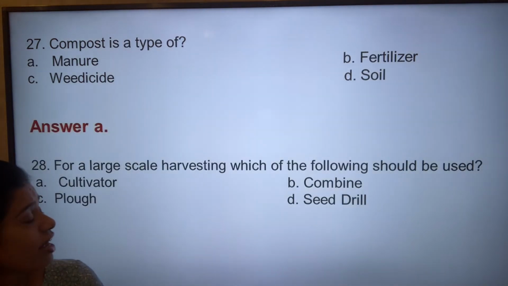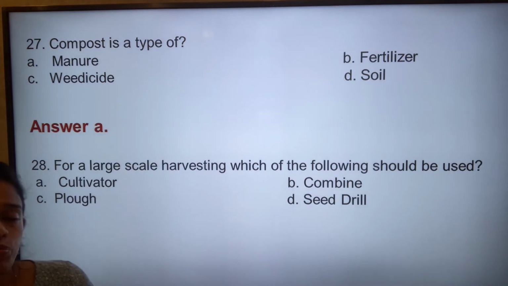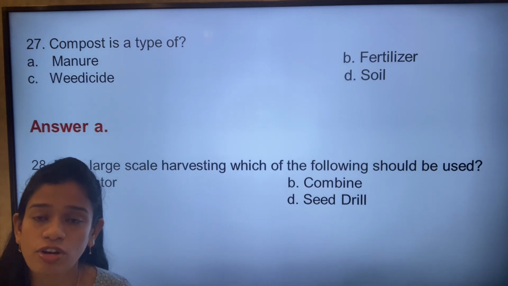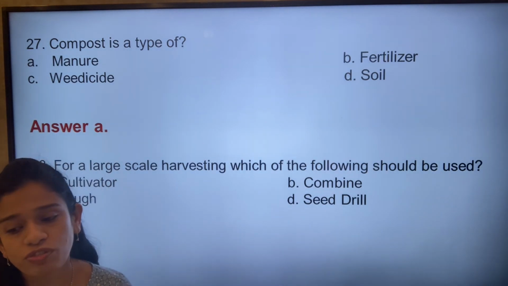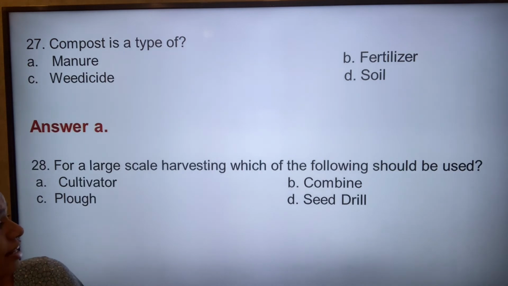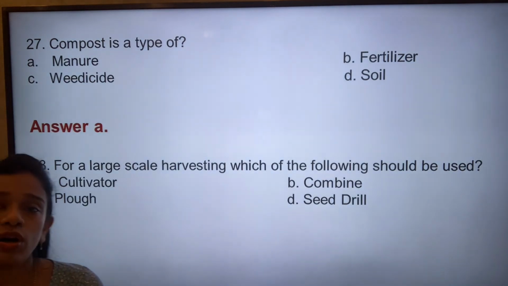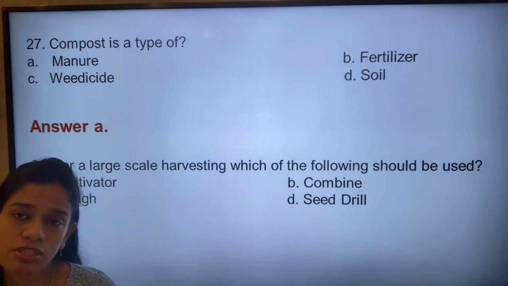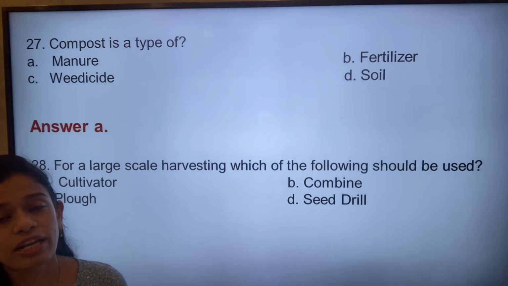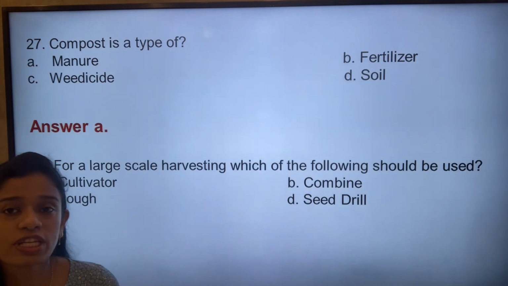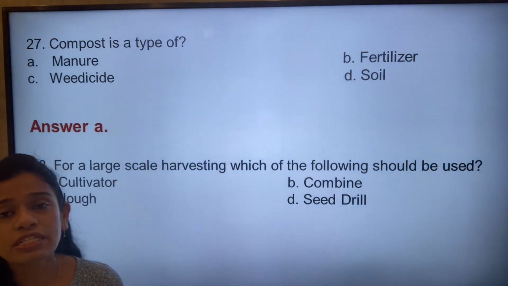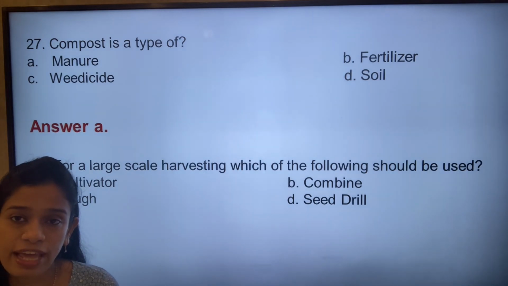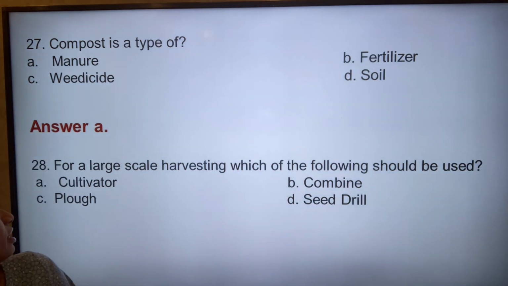Next question: for large-scale harvesting, which of the following should be used? When the harvesting is taking place on a huge piece of land, which of the following machineries should be used? It is a cultivator, a combine, a plow, or a seed drill. It is a combine that is used for harvesting on a large scale, because it becomes difficult for human beings to do that. So it is always the machinery that is used. So it is the combine, that is option B.